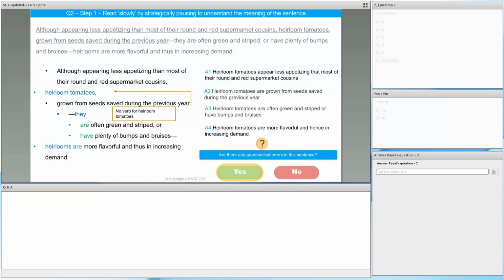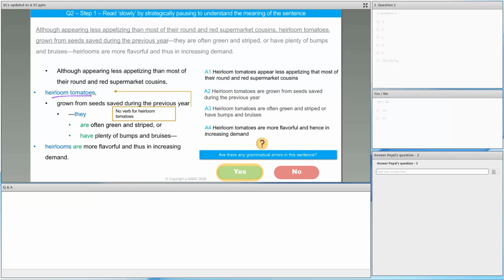So, is there a grammatical error? Absolutely. Stop and look at this. Okay, we know the meaning. Now we have to say, is there that grammatical error? And indeed there is. We don't have a verb for heirloom tomatoes here.